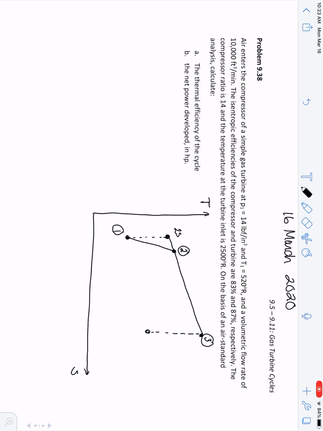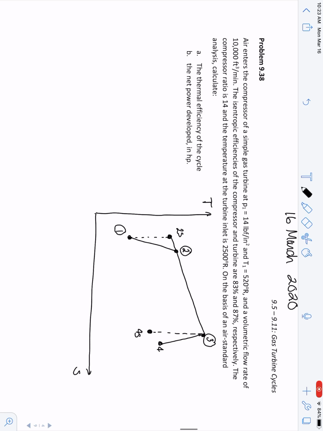And then, as we go through a turbine, if we were isentropic, we would have a vertical line here. So this would be 4s. Of course, we're not isentropic, so we're going to come down here to state 4, which will have a slightly higher enthalpy. So this is what our Brayton cycle with non-ideal compressor and turbine looks like on a T-S chart.